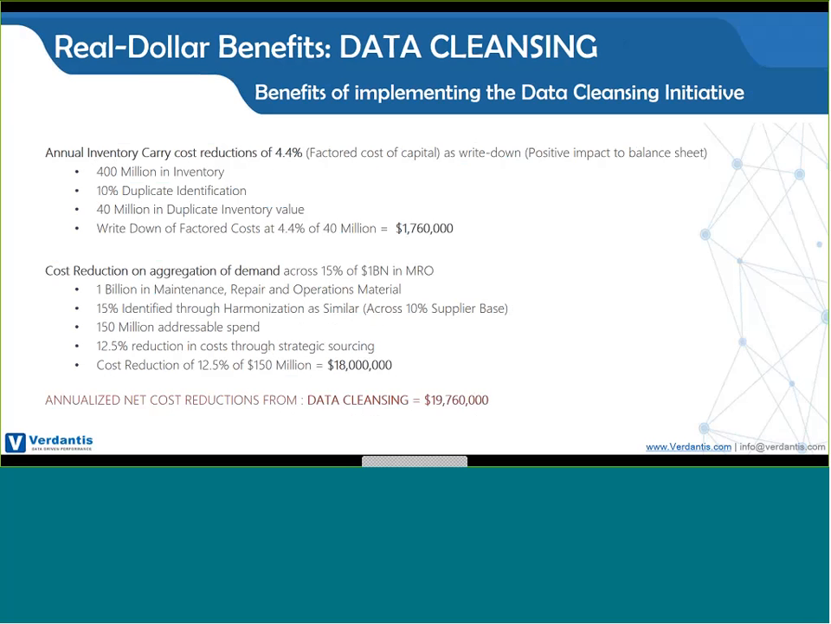What this means is first they looked at the annual inventory carrying costs. Their number was 4.4% a year. I've seen much higher, I've seen much lower. It comes down to the company. Of the $400 million in inventory that they carried, 10% was duplicate, which got burnt down. So they were no longer carrying that duplicate inventory times their cost of carrying it. It turned out to be a $1.76 million a year savings, which is annual. So that's a gift that keeps on giving.